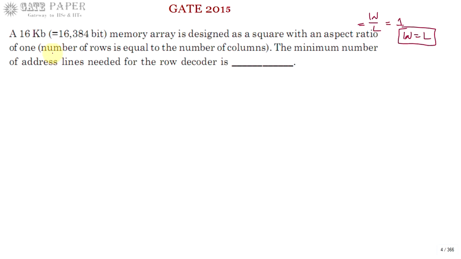Now, instead of going directly to 16 kilobits, first we will see what is meant by memory and how a simple memory is arranged, and from that how many address lines it requires. Then we will go for the number of address lines required for 16 kilobits.